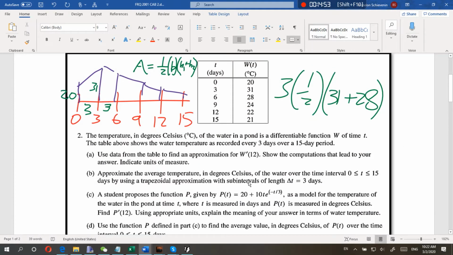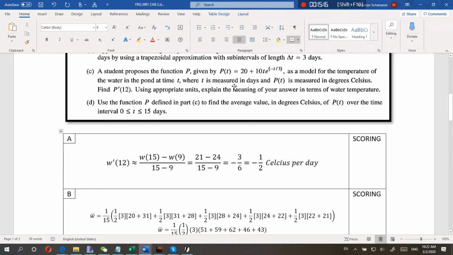Then we have a student that proposes a new function P, which is given by P of t is equal to 20 plus 10t times e to the negative t over 3, as a model for the temperature of the water in the pond at time t, where t is measured in days and P of t is measured in degrees Celsius. I want to find the derivative at 12, and then explain the meaning of the answer using appropriate units in terms of water temperature. Okay, so the first thing they want us to do is to derive P and find the derivative at 12.